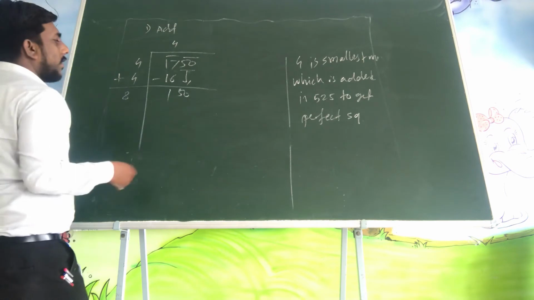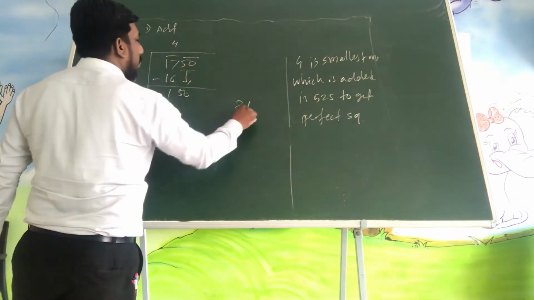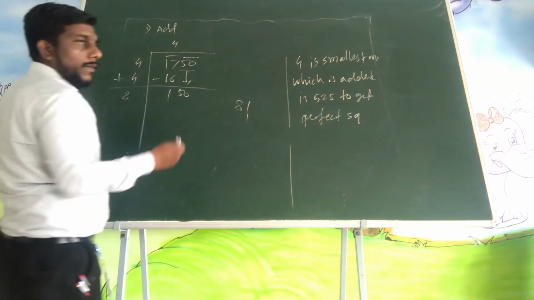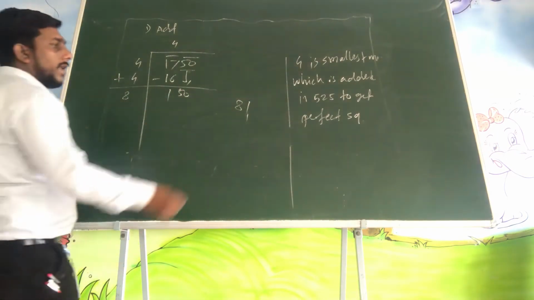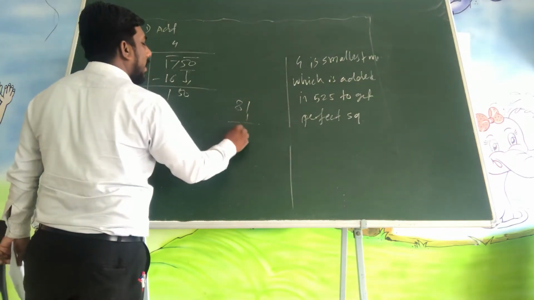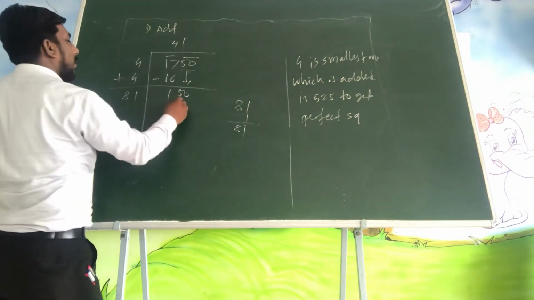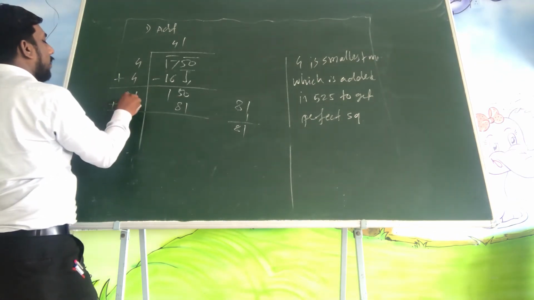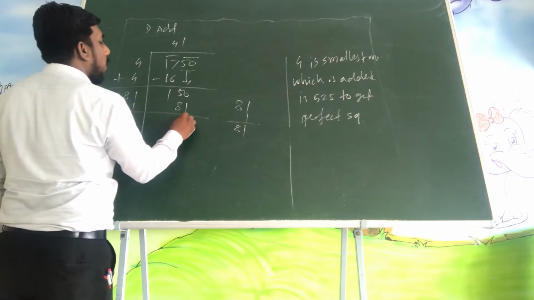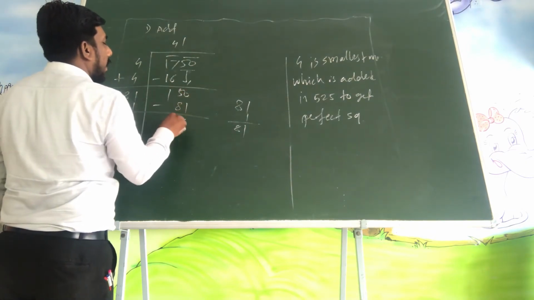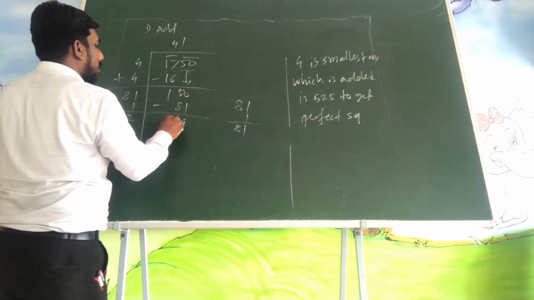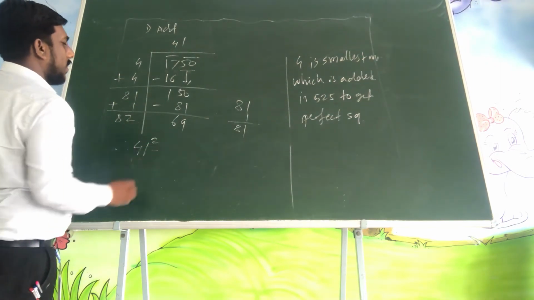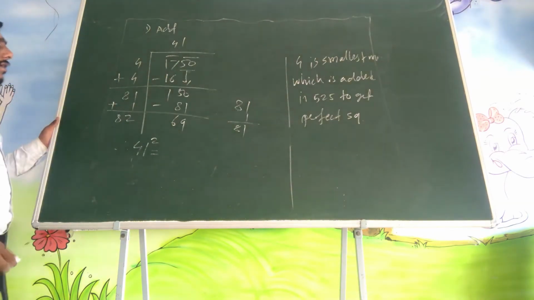So which number do we have to take? 81, because 82 will be going to be 162, which is not subtracted from 150. We have to take 1. So 81 ones are 81, plus 1 is 82, minus 9... 6. So therefore we can say that 41 square is equal to, we can subtract this number from here.